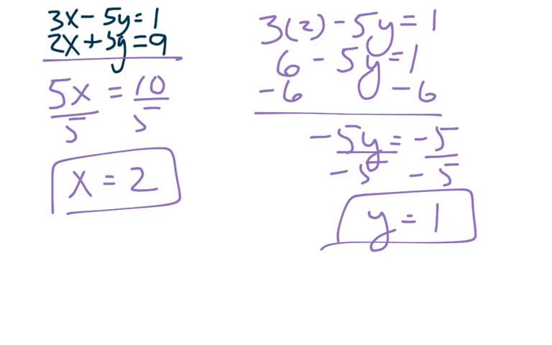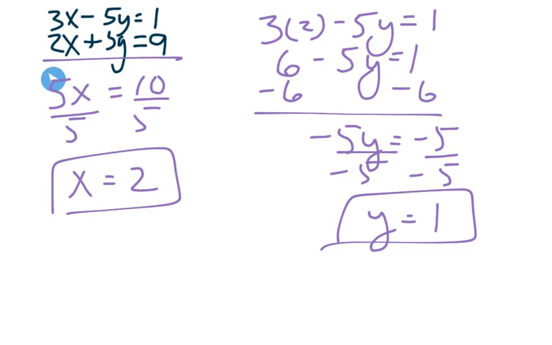So hopefully you recognize for the first one that the negative 5y and the 5y were already lined up. And so that's ready to do your addition. So we have 5x equals 10, divide both sides by 5, we get x equals 2. I plugged it into the top equation. You might have plugged it into the bottom equation. Totally okay. We get 3 times 2 is 6. Subtract 6 from both sides. Negative 5y equals negative 5. And we should get y is equal to 1.